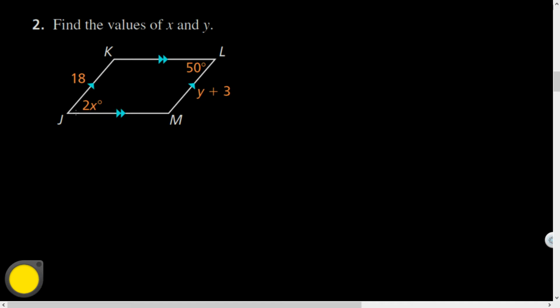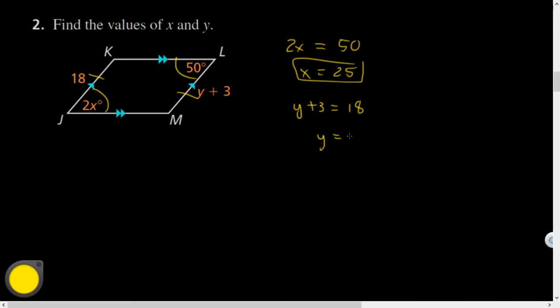But here we go. Okay, if I want to solve for x here, what do I do? What could I relate? 2x. This angle is congruent to this, right? Angle J is congruent to angle L by the parallelogram opposite angles theorem, and therefore their measures are equal by definition of congruence. Solve that, divide both sides, get x equals 25. And then, hey, opposite sides are congruent, if I could say so myself. So JK is congruent to ML. Therefore, y plus 3 equals 18. Subtract 3 from both sides, y equals 15. Right? So these aren't that bad.